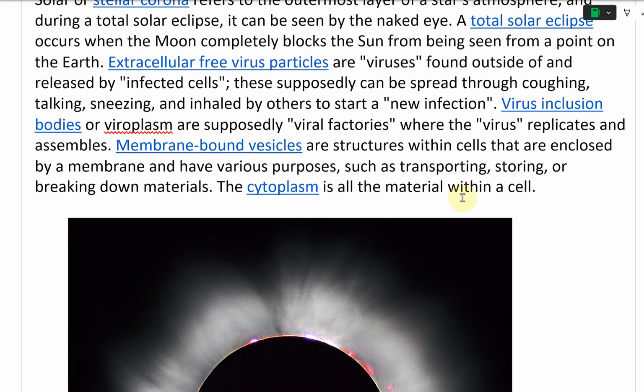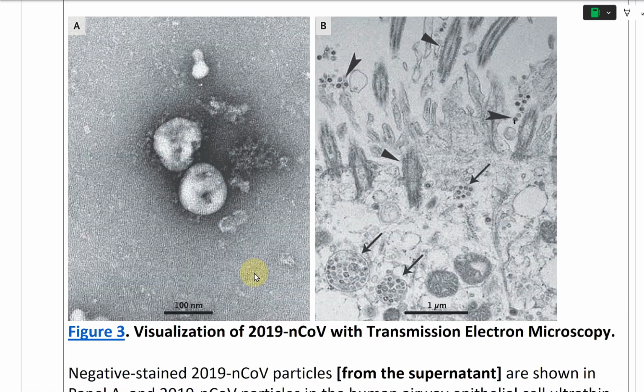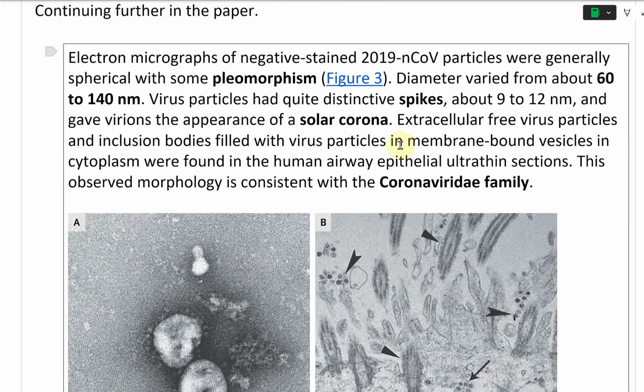And the cytoplasm is all the material within a cell. So membrane-bound vesicle, that was over here. So those ones, the virus particles are in the inclusion bodies in membrane-bound vesicles.